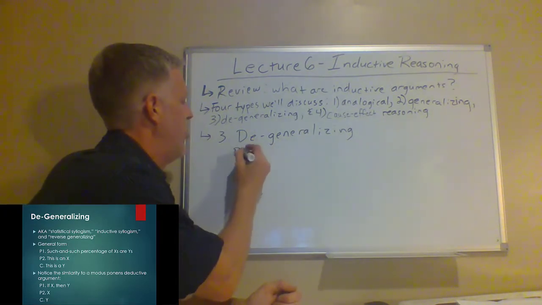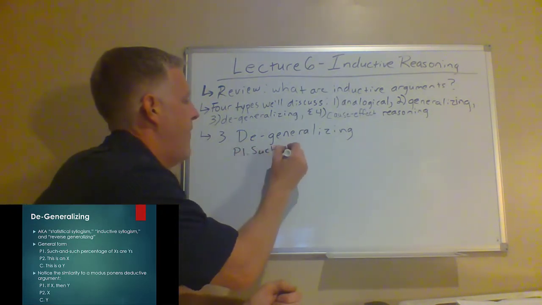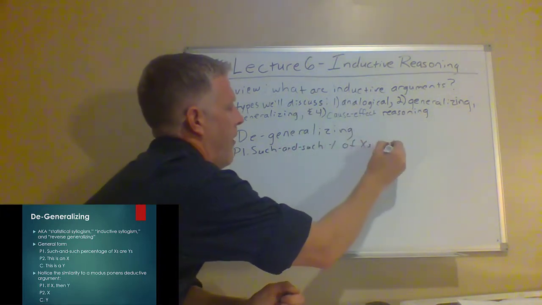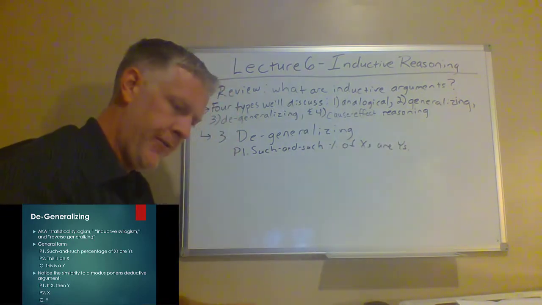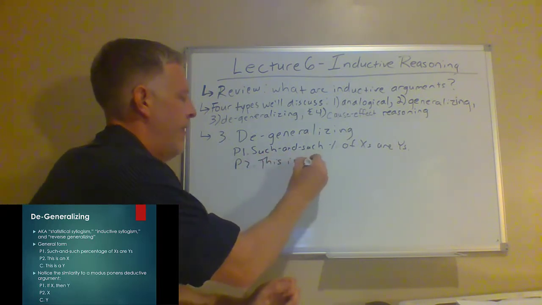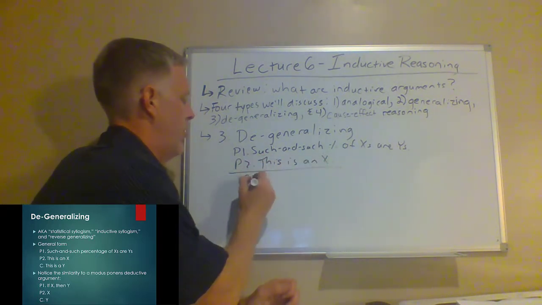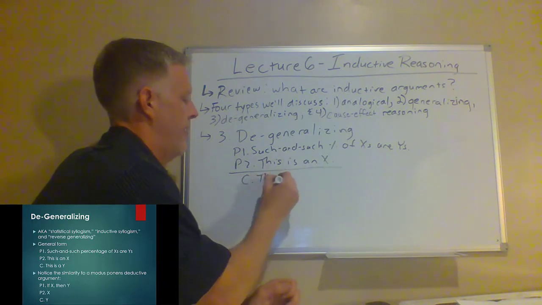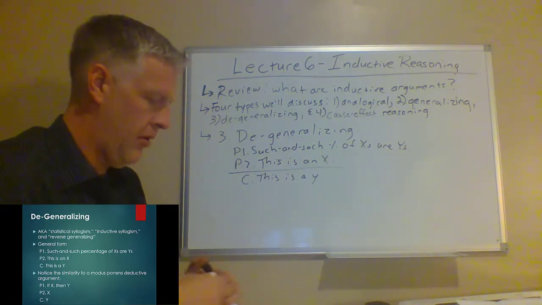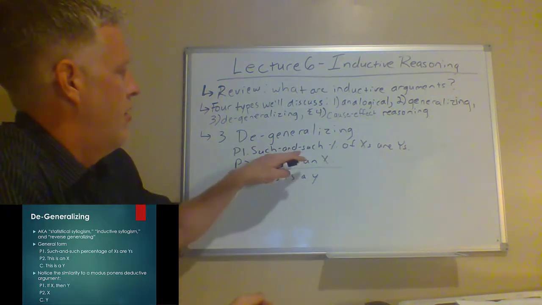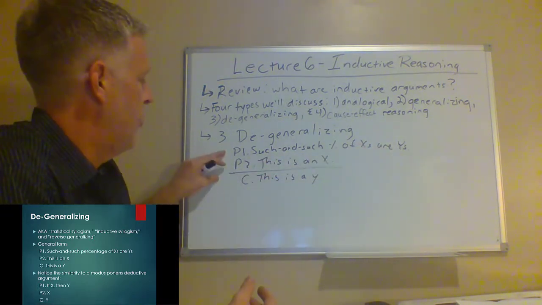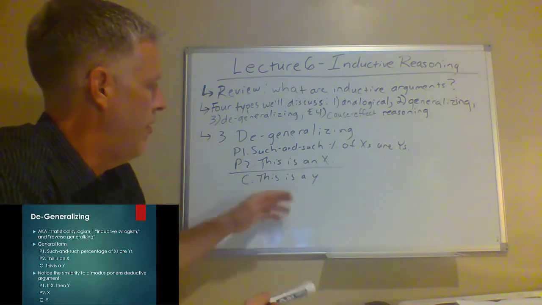I'll put this up here. So the general form would be: such and such percent of X's are Y's. Premise two: this is an X. So we're going to conclude this is a Y. Obviously, the more X's that are Y, the more likely, or the stronger this argument becomes for the conclusion that it's also a Y.